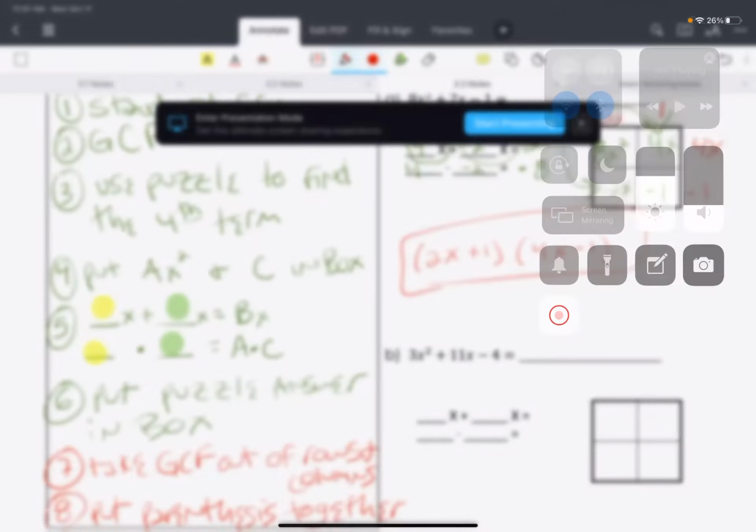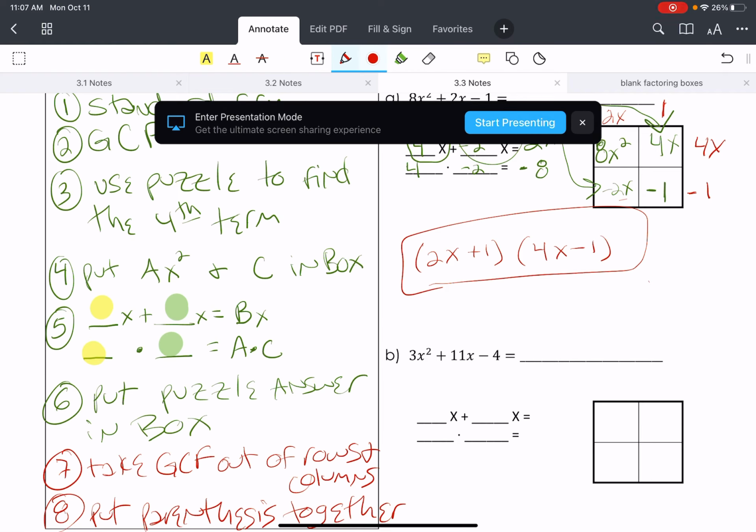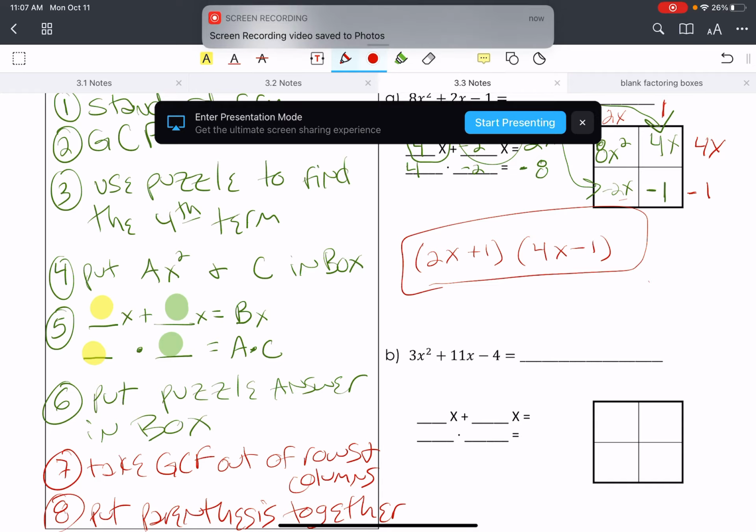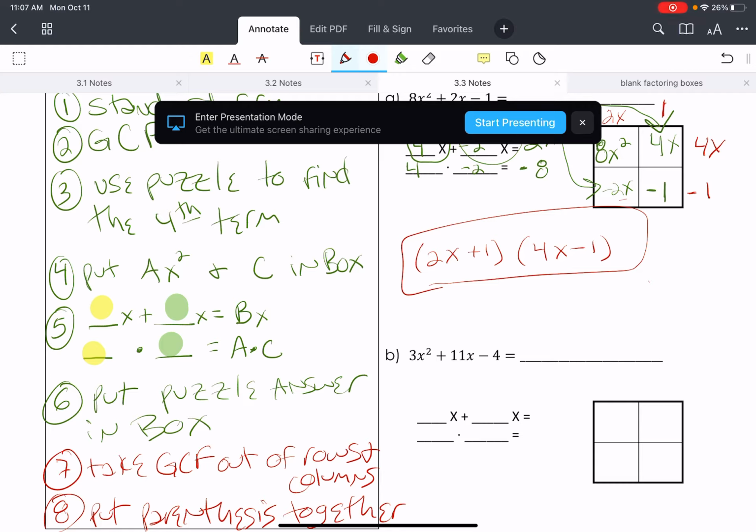Okay, let's look at B. Is it in standard form? Yes. Do I have a GCF to take out? No. Good. Okay, so now I know I'm going to have to use my puzzle to find the fourth term. So I'm going to start my puzzle by putting in my A and my C right in my box. So I put my 3x squared and my negative 4 right in my box.